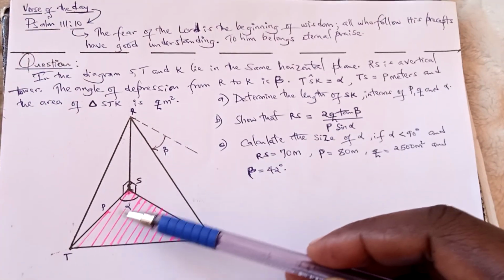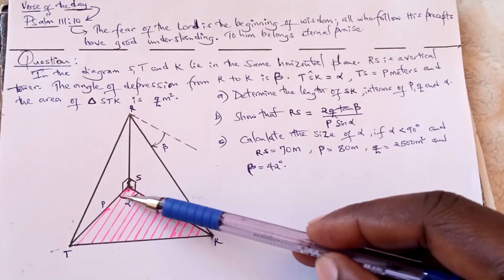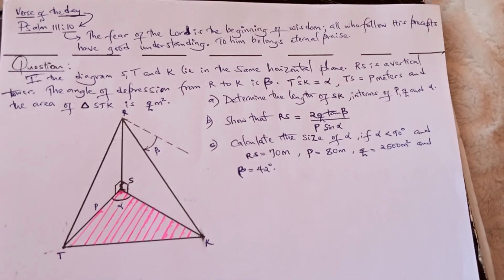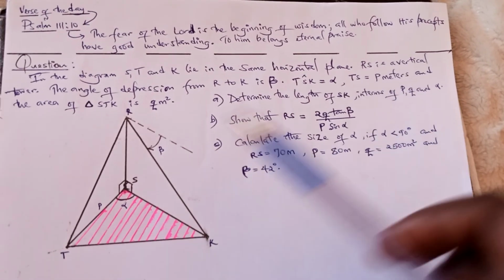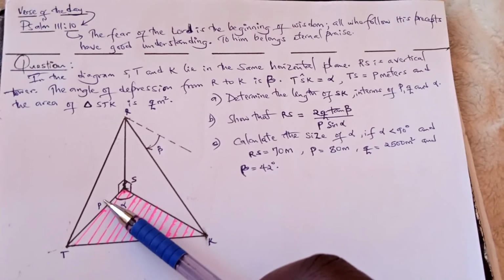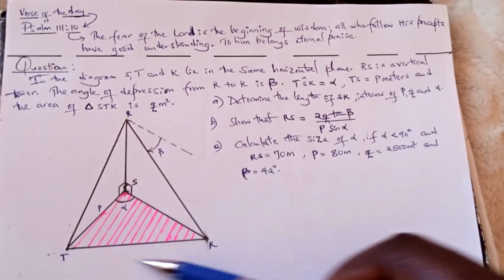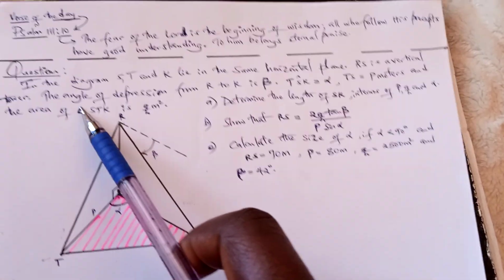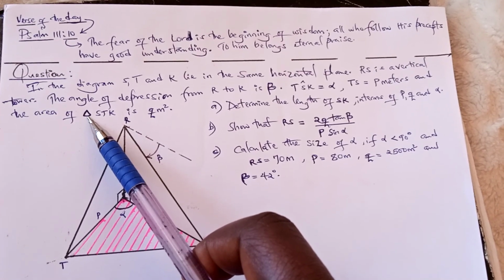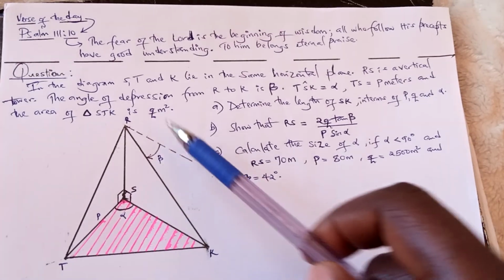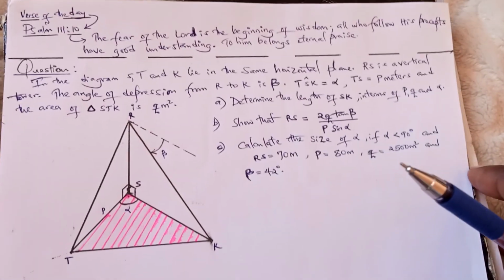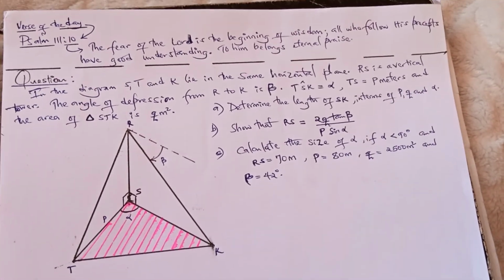And they're saying that the angle TSK is alpha. And we are given that ST is P meters. And the area of this triangle, which I've shaded, this symbol means triangle in maths, the area of triangle STK is Q square meters.